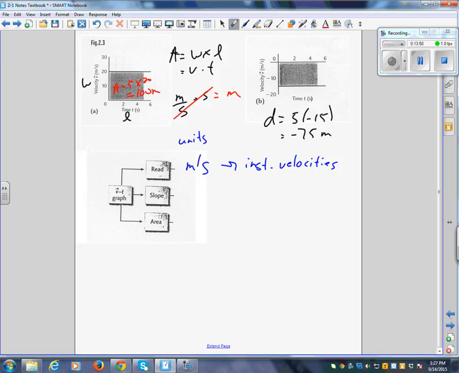What is the slope of a VT graph? Meters per second squared. And what do we measure in meters per second squared? Acceleration. And what unit do you get when you find area? Meters. And what do you measure in meters? Displacement. Do you remember that week with the booklet that we went through all this stuff in grade 11? Yeah? No?